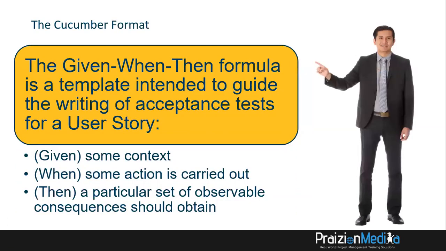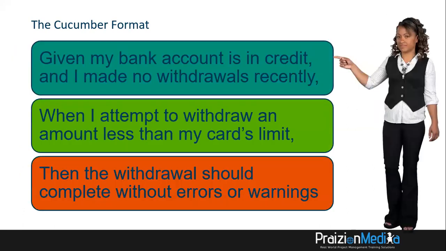So we use the cucumber format, given, when, then. Given some context, when some action is carried out, then a particular set of observable consequences should obtain. Call that the cucumber format. Now, take a look at an example of the cucumber format. Given my bank account is in credit and I made no withdrawals recently, when I attempt to withdraw an amount less than my card's limit, then the withdrawal should complete without errors or warnings.